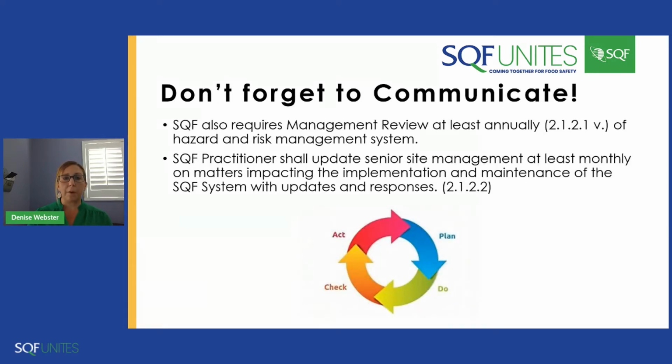We also have to remember not to forget, again, the interconnectedness of the code, that we're required to communicate to management at least annually on our hazard and risk management system. And then on a monthly basis, to show that we are doing that plan, do, check, act, the implementation and maintenance of the system, and we're communicating when we have issues. This perhaps might mean we need certain resources to address it. We need to ensure that we are communicating those risks and that we are putting additional controls in place as needed. Next.